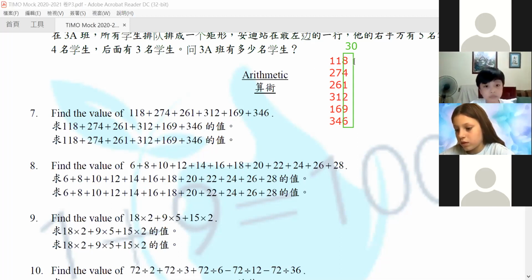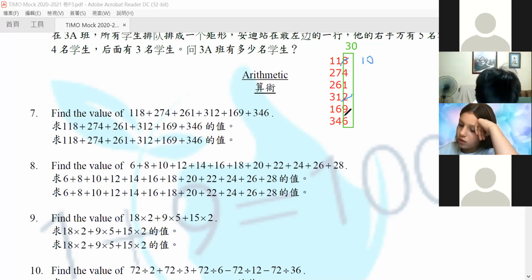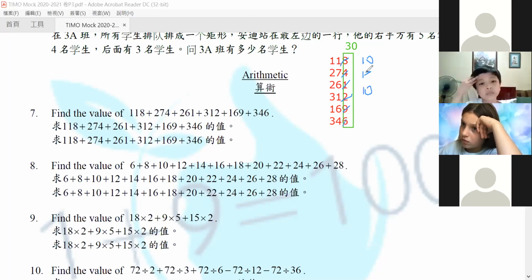Now, when we first add up all the single digits, we get 30. Now, why is it 30? Because we can actually do it in a simple way, which we call combine to 10. What does that mean? If we sum up eight and two, we get a 10, right? If we sum up 9 and 1, we get a 10 also. If we sum up 4 and 6, we get a 10 also. So three 10s will get you a 30.